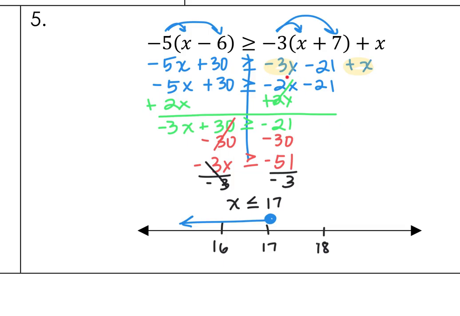So if this is a negative 2x, to bring it over to the other side, I'm going to do the opposite of a negative 2x, which is a plus 2x. So I add 2x to both sides so that I've got negative 3x plus 30 is greater than or equal to negative 21. Now I undo the constant, so I subtract the 30. I get negative 3x is greater than or equal to negative 51. My last step is to divide by the negative 3. And again, those sirens go off in my brain, because since I divided by a negative number, I have to flip the sign. So x is less than or equal to 17.